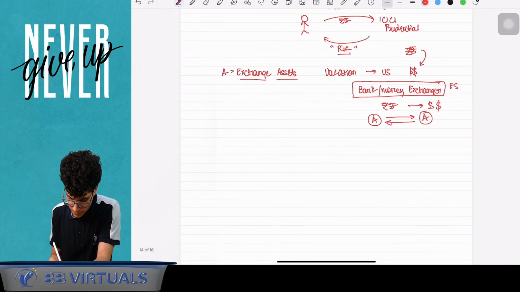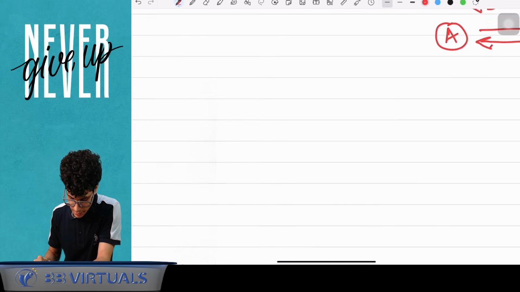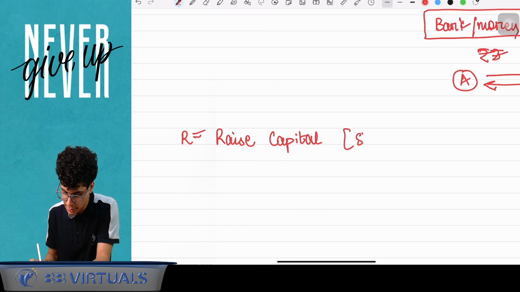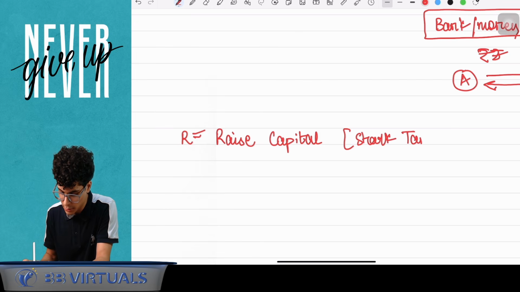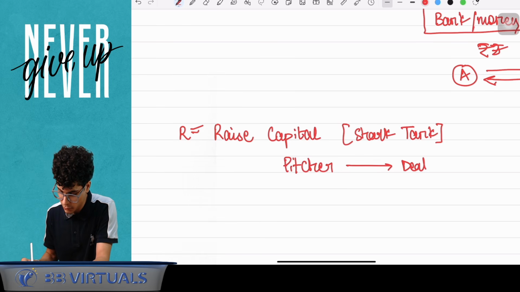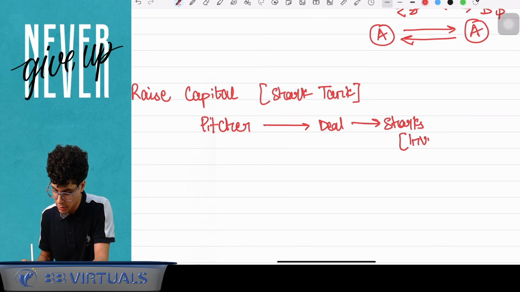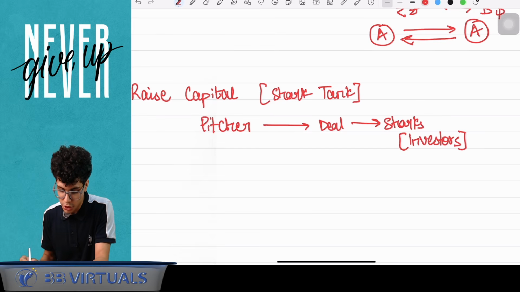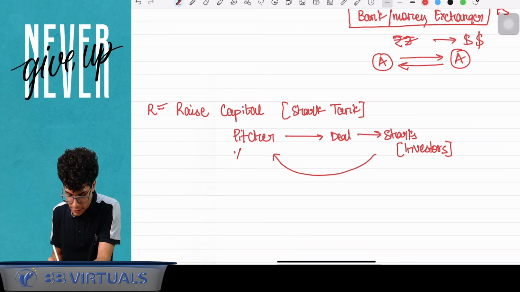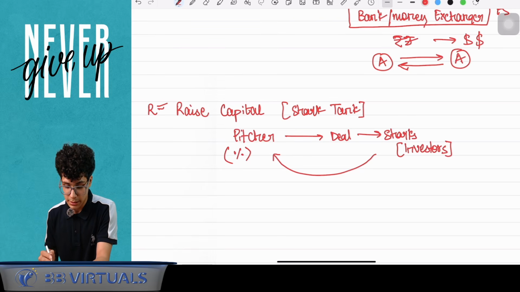Then comes R. What do you mean by R? R is to raise capital. The simplest example is Shark Tank today. Everyone must have seen Shark Tank. What happens over there? Pitchers come, they pitch their deal to the sharks. And who are sharks? Sharks are nothing but investors who have excess money and want to invest in the deals of the pitchers. So this way, by sharing some equity, some part ownership in their company, they are able to raise capital.